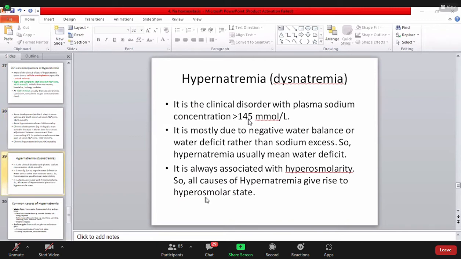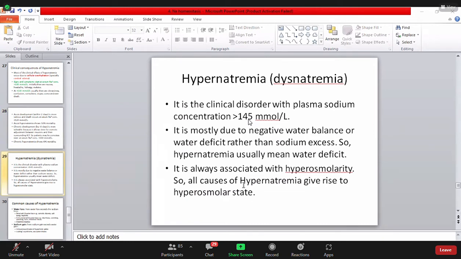And it is always associated with hyperosmolarity because sodium is an osmotically active substance. When sodium concentration is more in our blood, hyperosmolarity develops. So all causes of hypernatremia give rise to a hyperosmolar state.